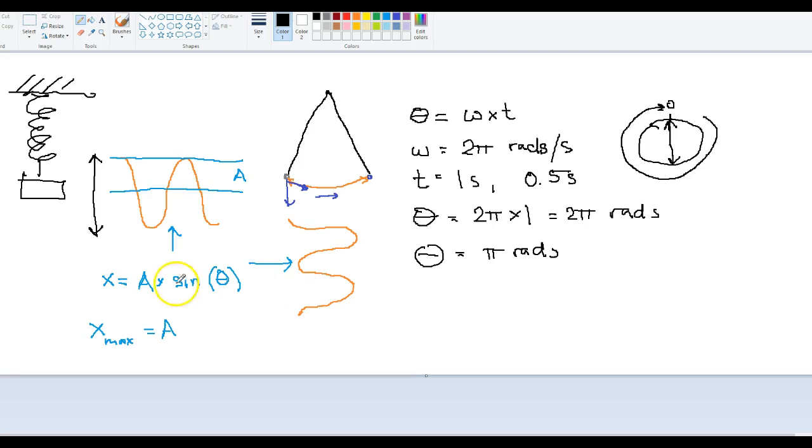So we can express the displacement x to be equal to the amplitude multiplied by sine of the angular speed times t. This, of course, is an angle theta in radians.